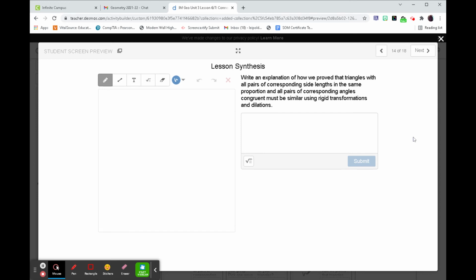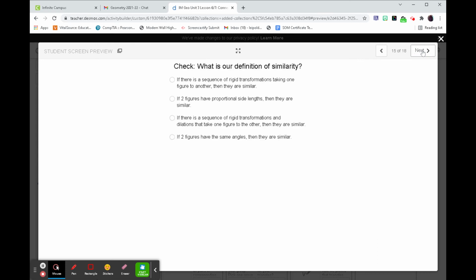So, how, in your own words, would we explain that two triangles are similar? And I do want you to write this out and submit it to me or be ready to share it with me. How do we know for sure that those two triangles are similar, not congruent? And then what is our definition of similarity?